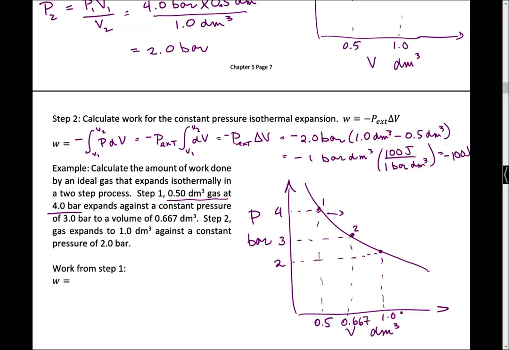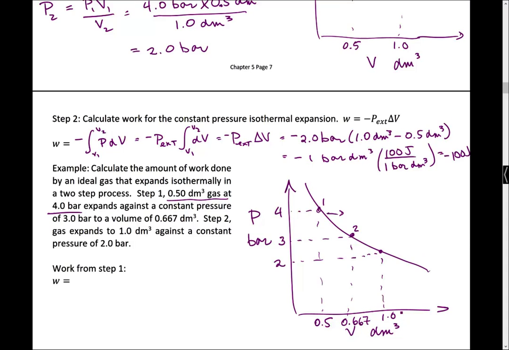So initially, we're going to be moving. This is our initial point, starting point. Our external pressure is 3. We're expanding from here to here. That means that that area is going to correspond to the work of the first step. We all agree?